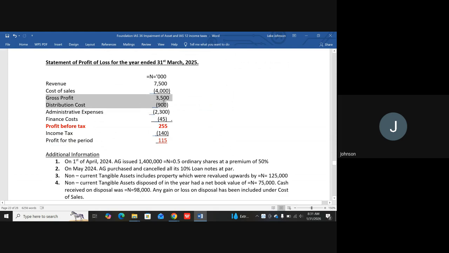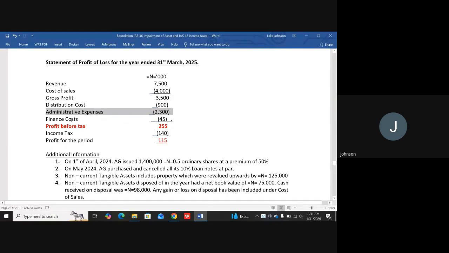When you get the gross profit, the next one you talk about is distribution cost. What are the costs for distribution? Maybe you are going to supply all those goods to different locations. They call it distribution costs. Then we have what we call administrative expenses, like salaries that you paid to your managers, and so on and so forth.